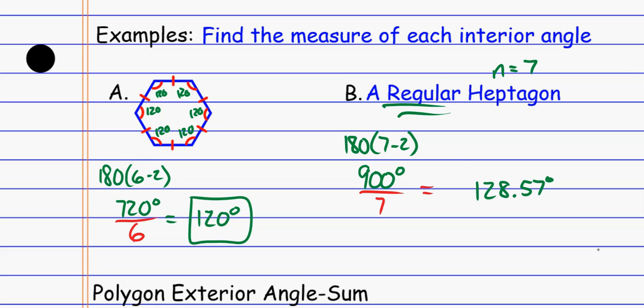If I was actually measuring this, that would be accurate enough for me to do some hands-on work with a heptagon, or to construct those angle measurements if I was creating a heptagon. So anytime we have a regular polygon, all the angles are the same. If I know the total, I can just divide that by the number of angles, and it'll give me the measurement for each individual angle. Okay?